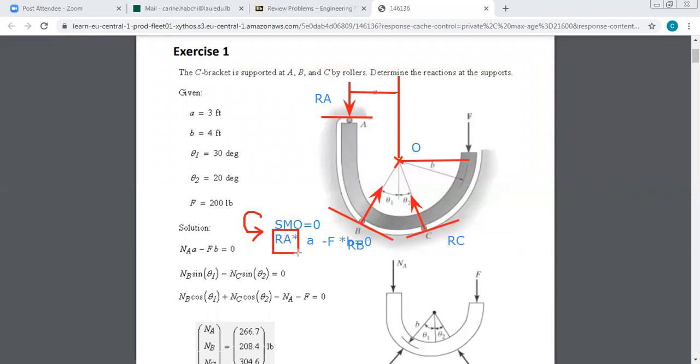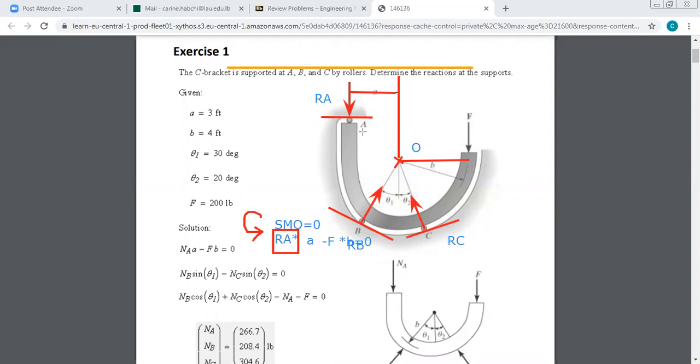Now once I have RA, the next step is I can write now, if you want, sum of forces along x and y. If I do sum of forces along x and y, I will obtain two equations with two unknowns, which are RB and RC. So let us write together the equation along x. Along x direction, what do we have? RA and F do not have any component along x direction. I have only the components of RB and RC.